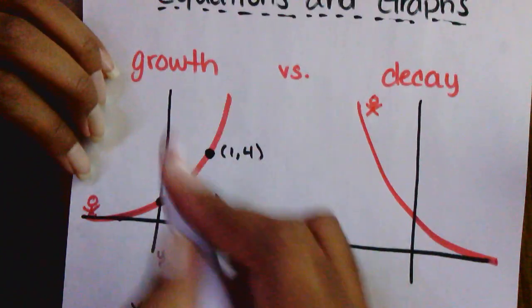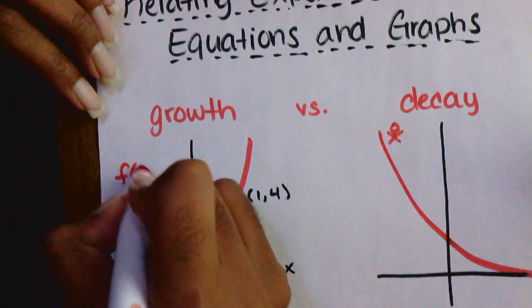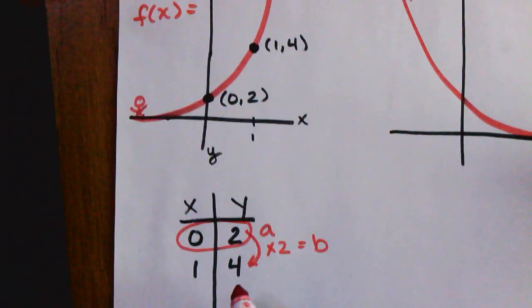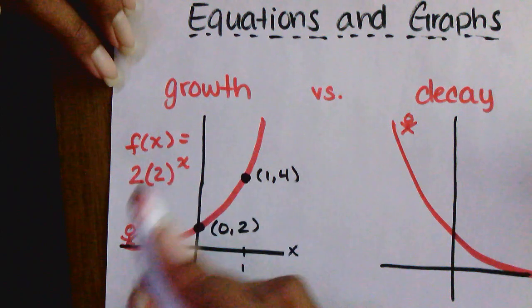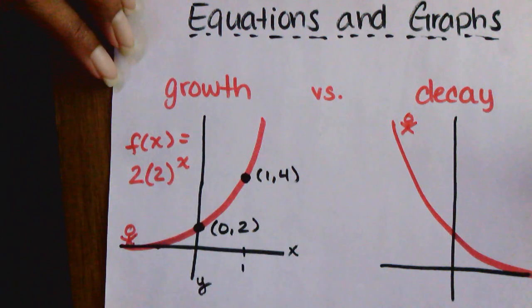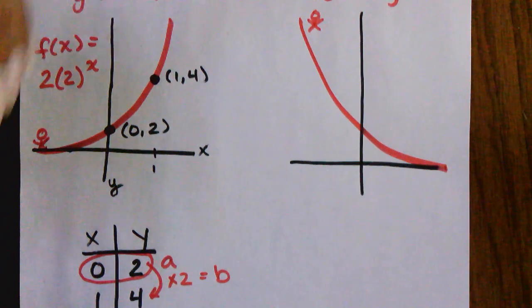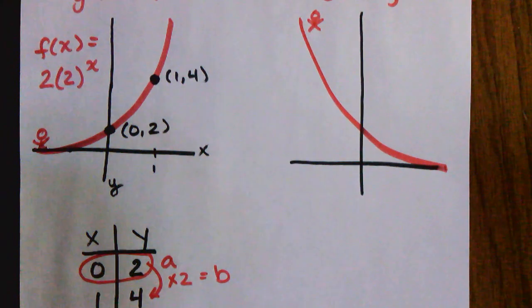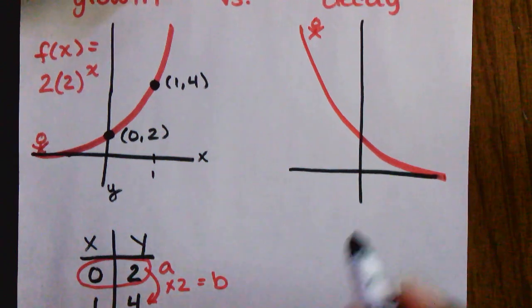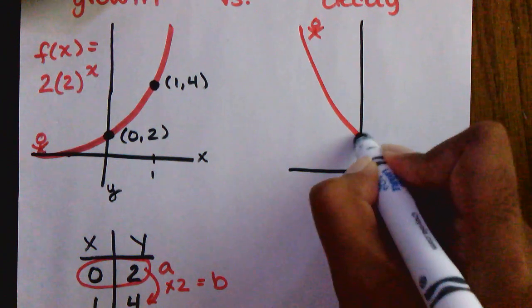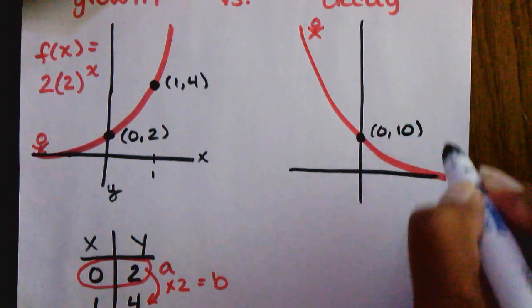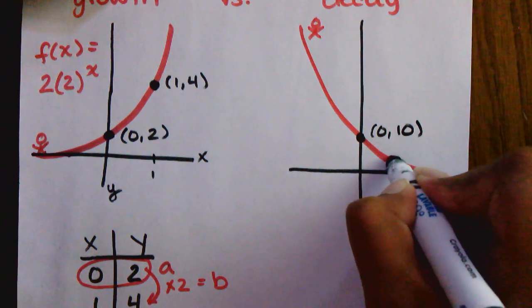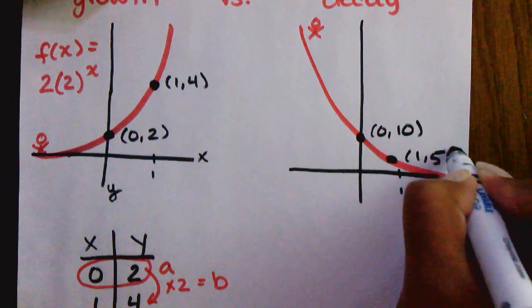So the equation for this graph would be f of x is equal to a, which is 2, and b, which is 2. So it would be 2 times 2 to the power of x. That would be the equation for this exponential growth graph. For this exponential decay graph, again, we want to be able to identify 2 points on our graph. So let's say one of the points is 10 on our y-axis, so (0, 10), and then another point at (1, 5).